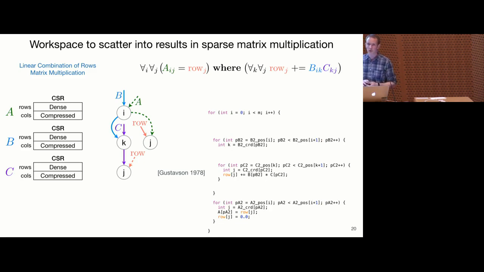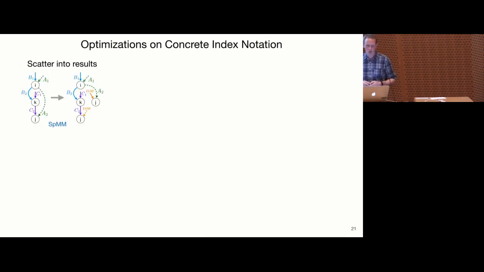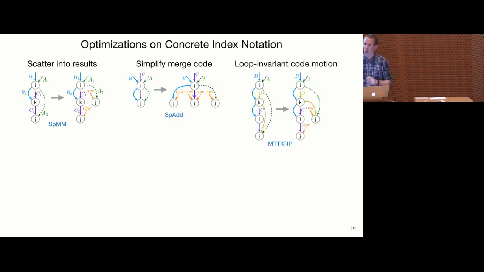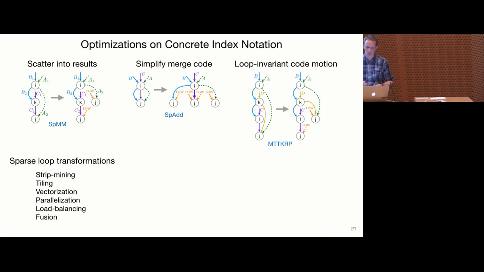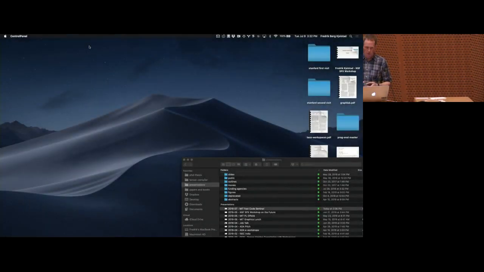But this same operation, inserting a temporary and precomputing something into a temporary, generalizes to more than just matrix multiplication. That same pattern can generalize to many other computations. One thing it can do is make it possible for us to scatter into the result, which is what I just showed, and that comes up in several kernels and expressions. It can also be used to simplify merge code, which I'm not going to talk about, but that's another optimization you can do with these temporaries. You can do loop invariant code motion, not just of scalars, but of whole sub-tensors. You can use the concrete index notation to start to do loop transformations, even when you have sparse loops.